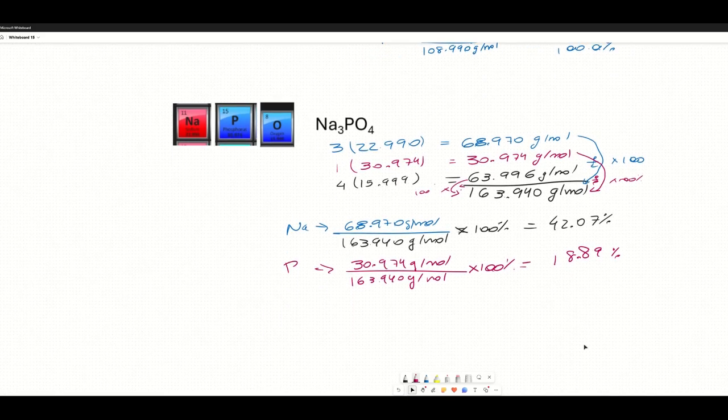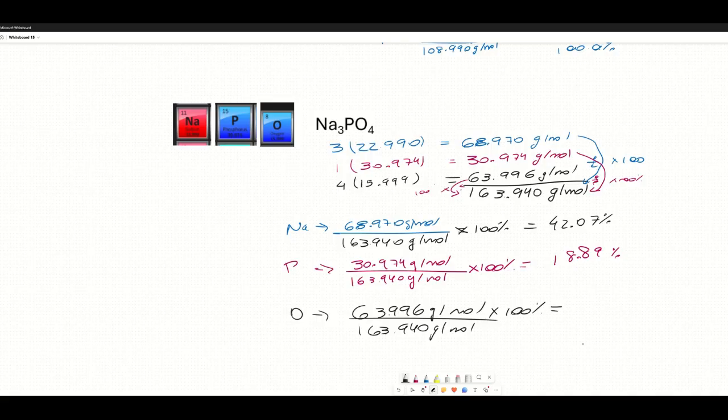And then we have oxygen. I have 63.996 grams per mole divided by 163.940 grams per mole, times 100%. Let me use my calculator again. Divided by 163.940, times 100% will be 39.04%.